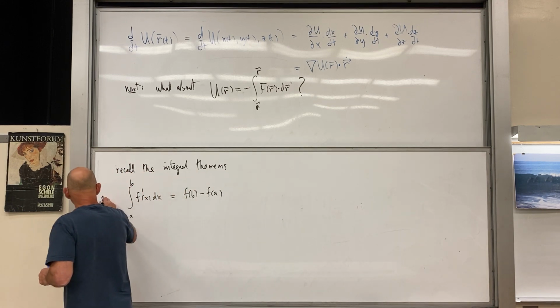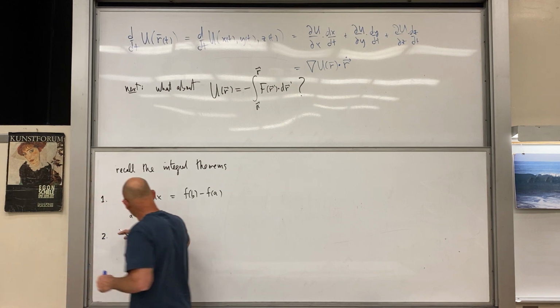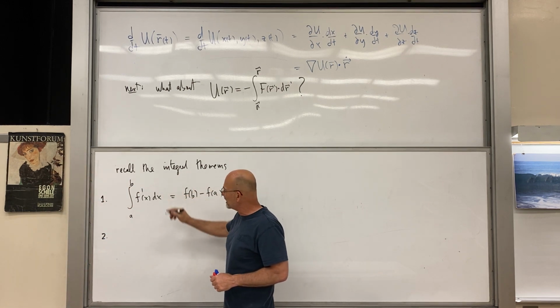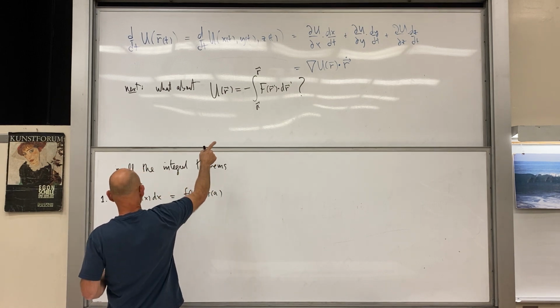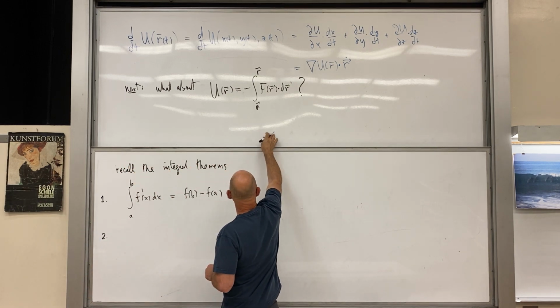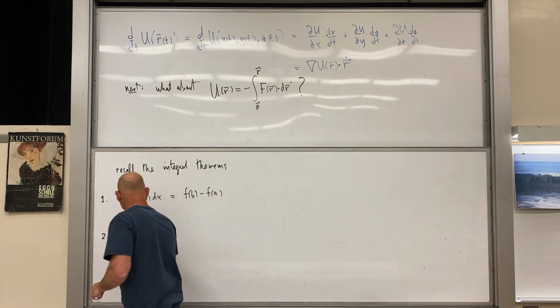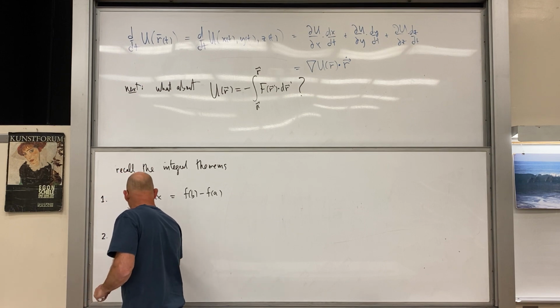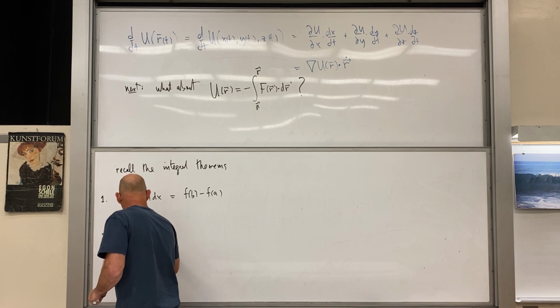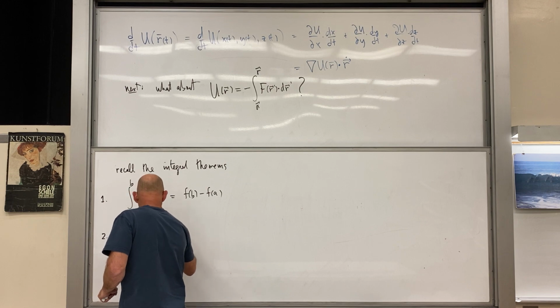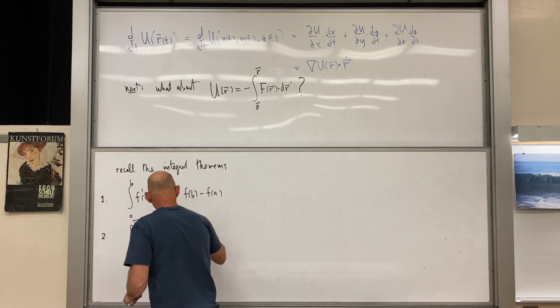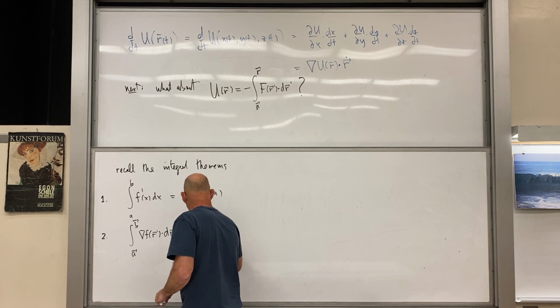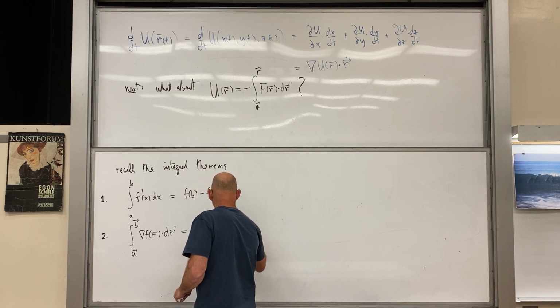Let's number these things. The second one, and we're going to reduce the second one to this first one, would be the one that's implicated up here, namely the integral, I'm going to write vector a to b, of gradient f of r prime dot dr prime, is equal to f of b minus f of a.